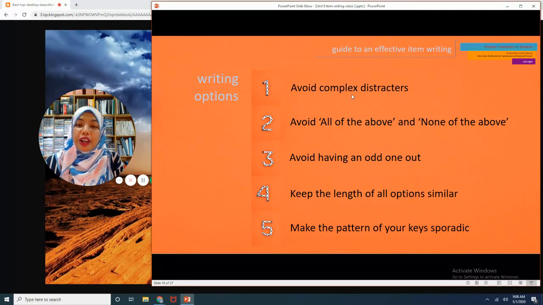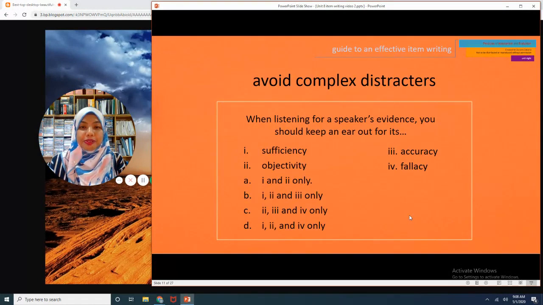All right, so avoid complex distractors. Now, this is interesting. Avoid all of the above and none of the above. Avoid having an odd one out. Keep the length of all your options similar and make the pattern of your keys sporadic. Okay, so let's get into each and every one of these in detail.